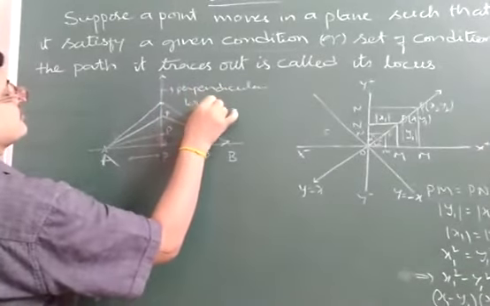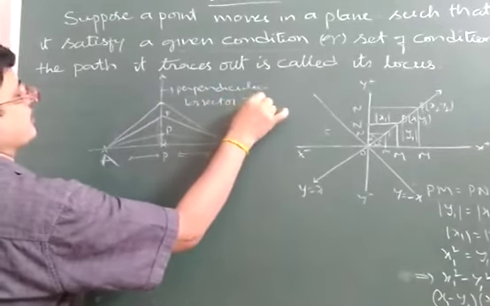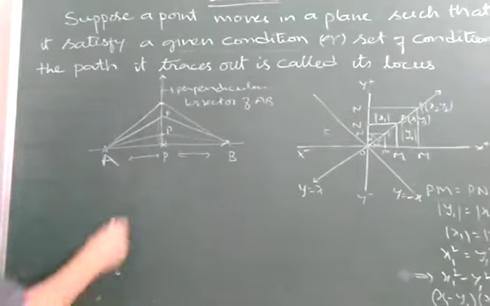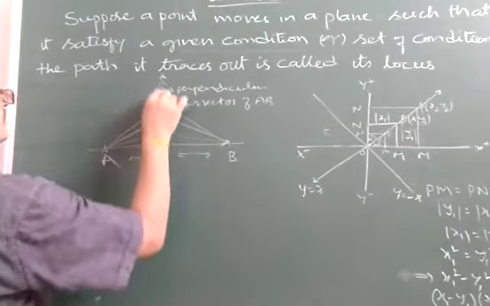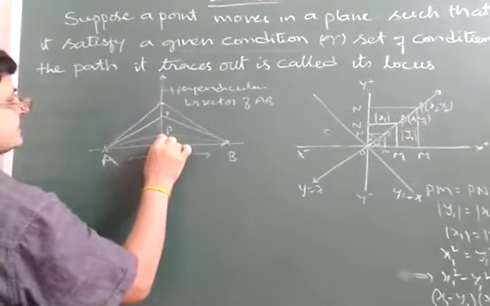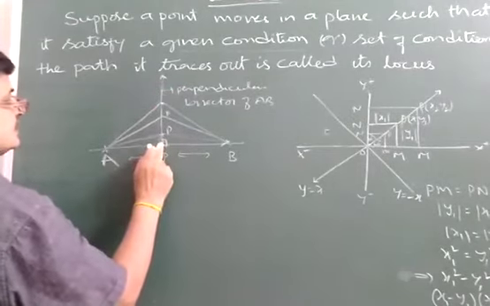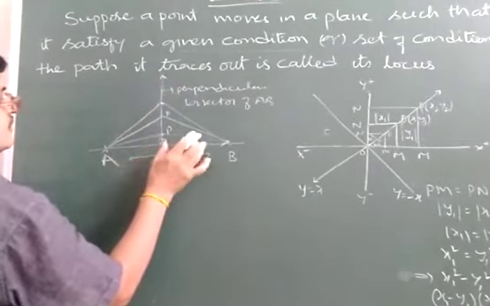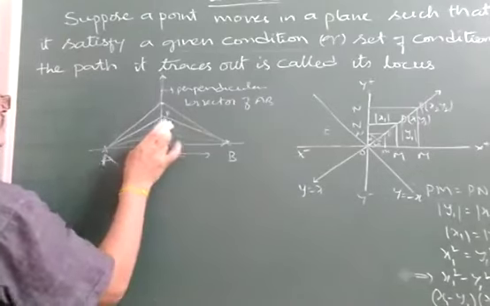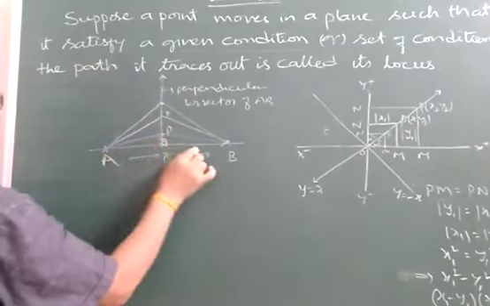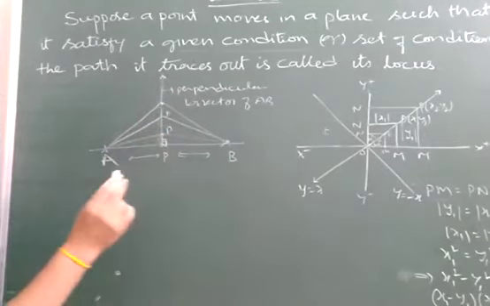This line is called the perpendicular bisector of AB. Since the angle between these two lines is 90 degrees, it is perpendicular, and it also bisects, since the distance PB is equal to PA. So the line bisects AB and is perpendicular to AB. So the line satisfies the two conditions.